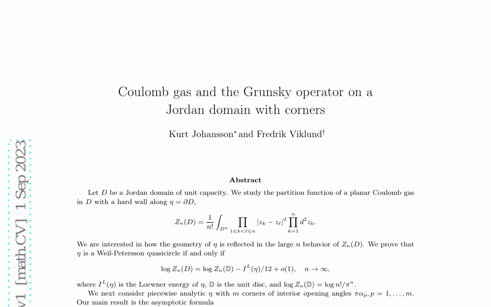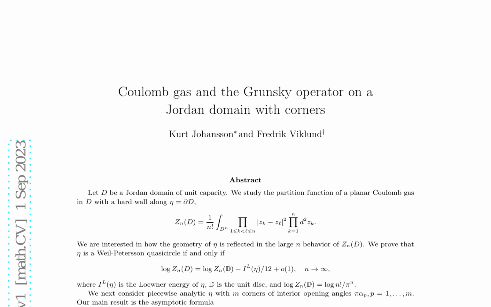A crucial connection exists between the geometry of the droplet D and the spectral properties of the Grunsky operator, which acts on the space of square summable sequences indexed by positive integers. The Grunsky operator's coefficients are defined by the droplet's geometry, and its spectral properties reflect the shape of D specifically. D is bounded by a quasi-circle if and only if the Grunsky operator is a strict contraction on the space of square summable sequences.